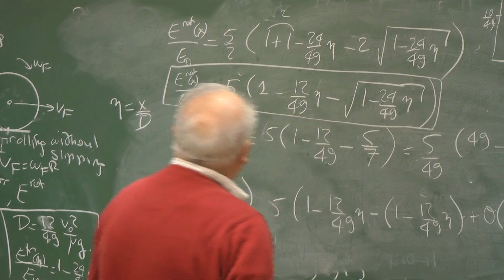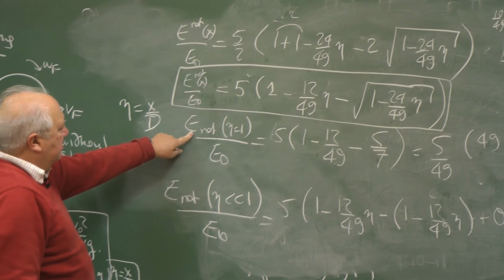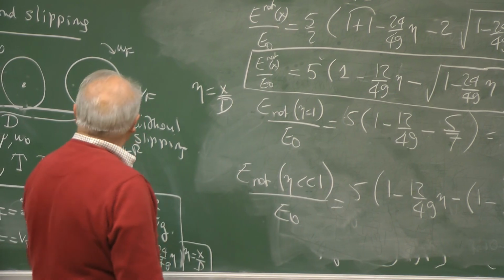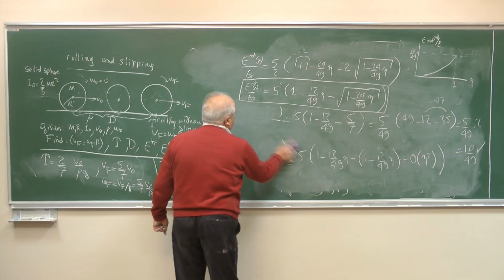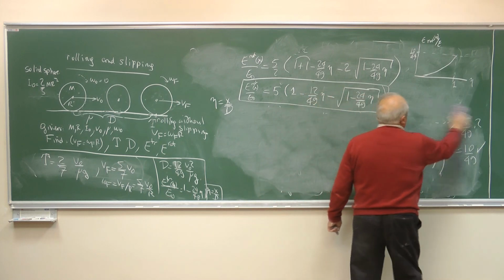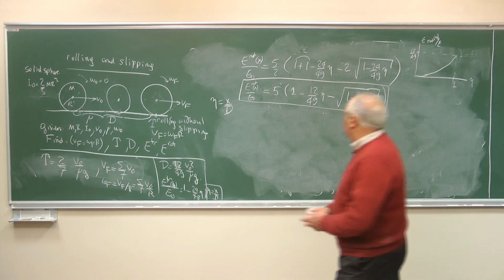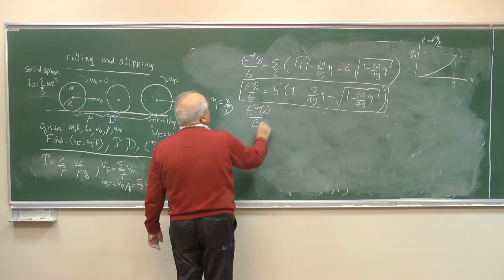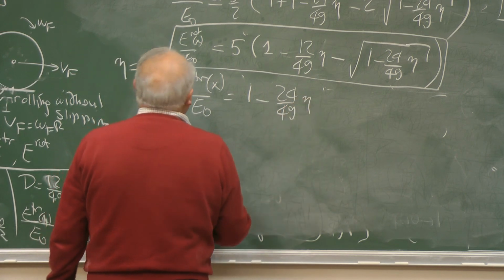Finally, let's add them all up. So this is when rolling without slipping sets in, and this is when at the beginning of the motion, just around here, I am racing. So that's the exact formula. So let's wrap it up with the energies. E translational x over E0 was 1 minus 24 over 49 eta.